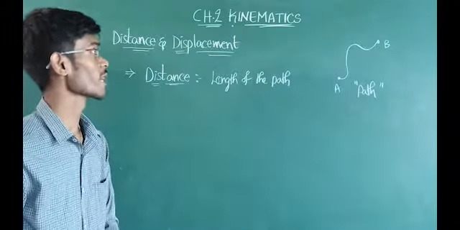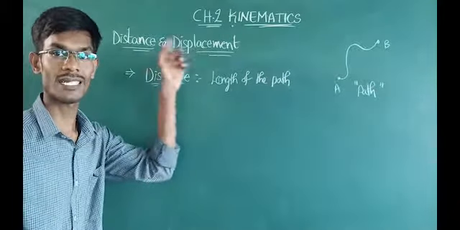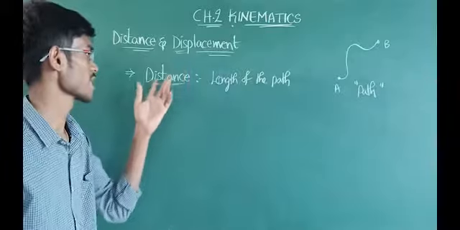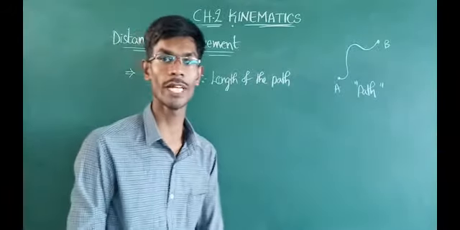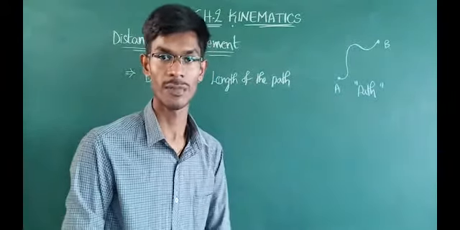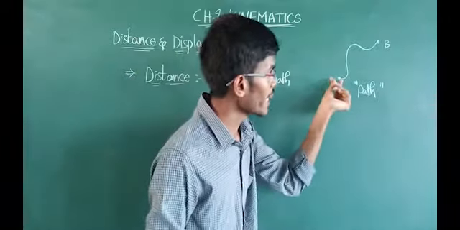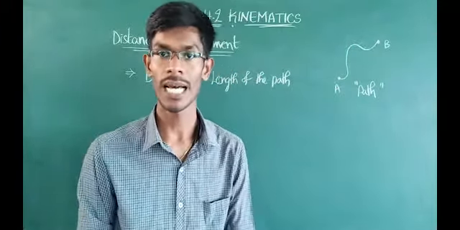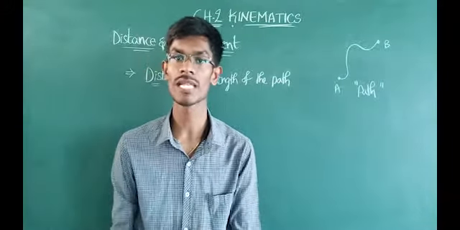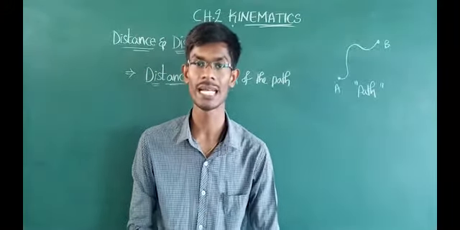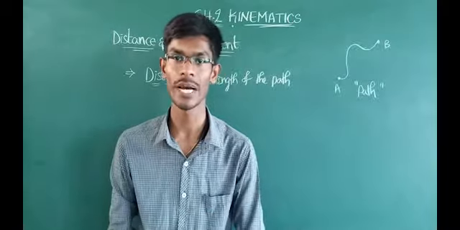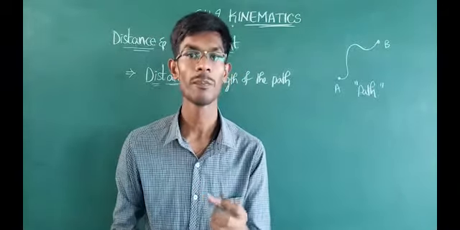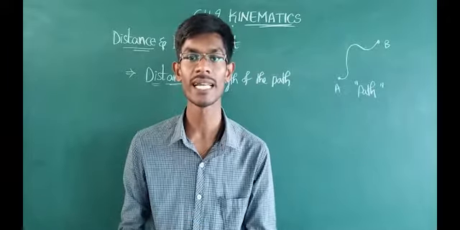Topic: what we are going to see is distance and displacement. Before going to distance and displacement, first we need to learn about what is path. The line joining between any two points is known as path, or the line joining of any two successive points we will call it as path.